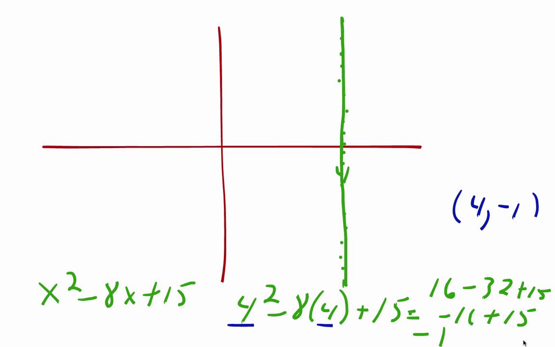and my y-coordinate now is -1. So this is my vertex. So I go over to 4 and down to -1, put a point there, and that's my vertex. So the blue point is my vertex. So the axis of symmetry was the green line, my vertex is the blue point.